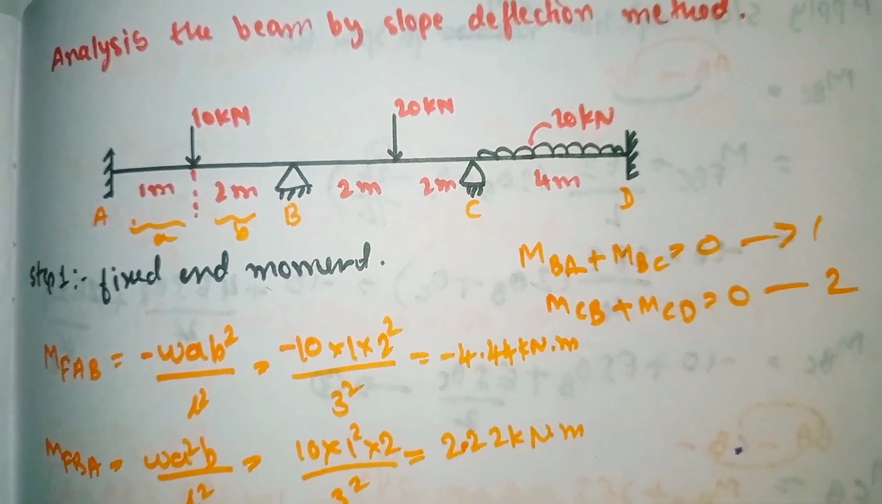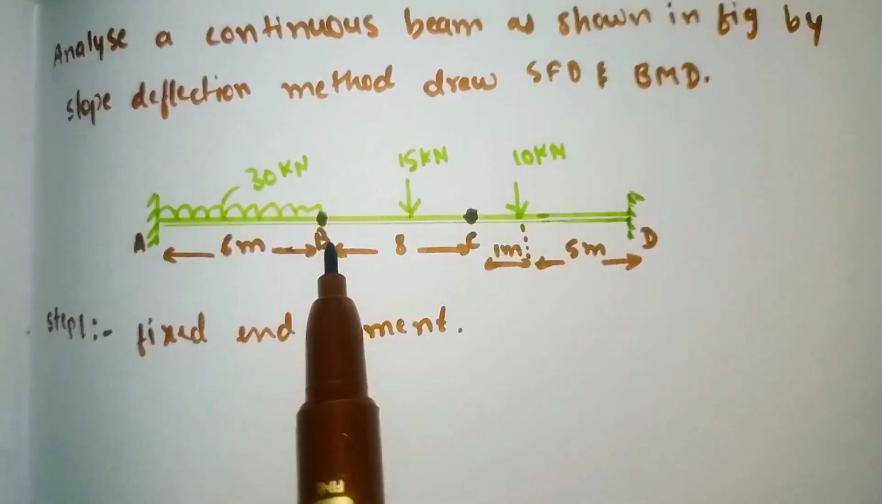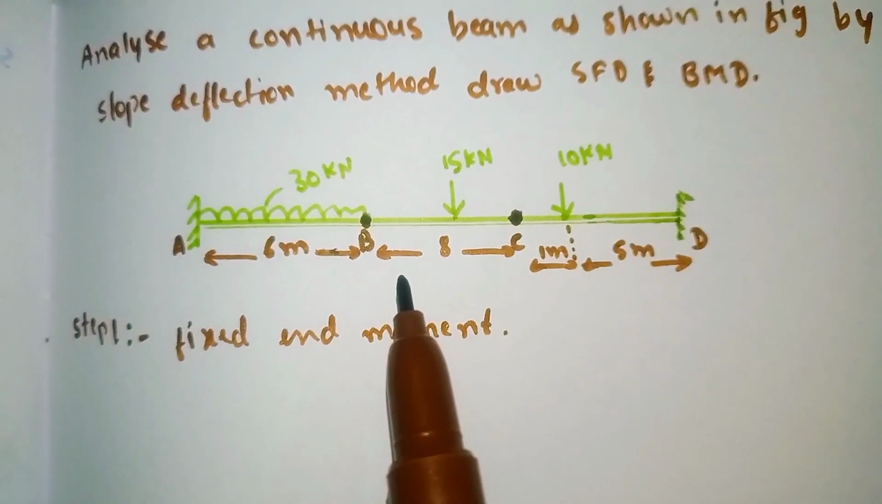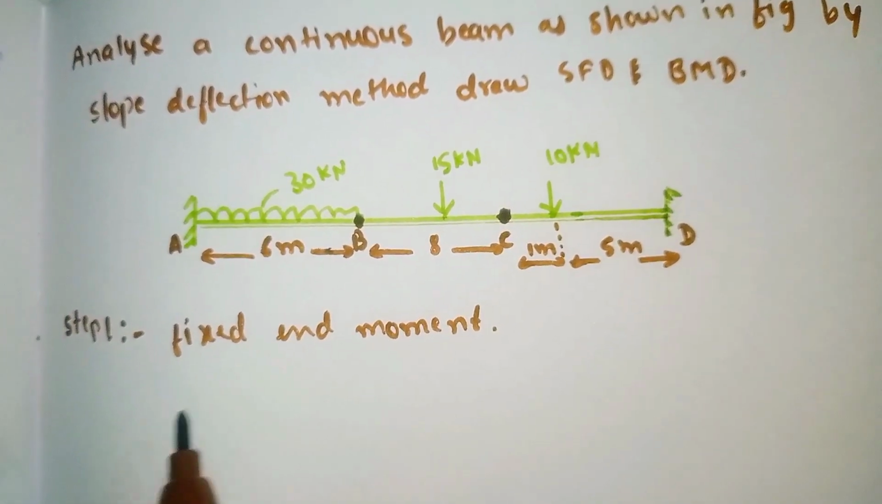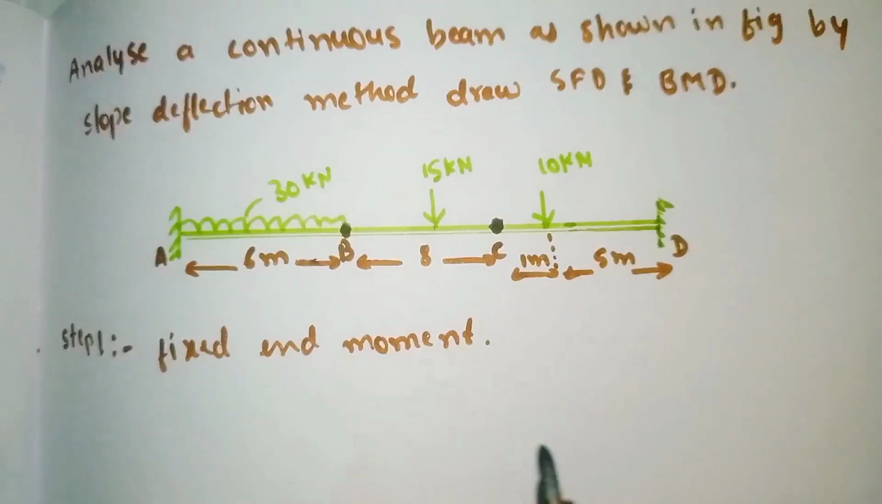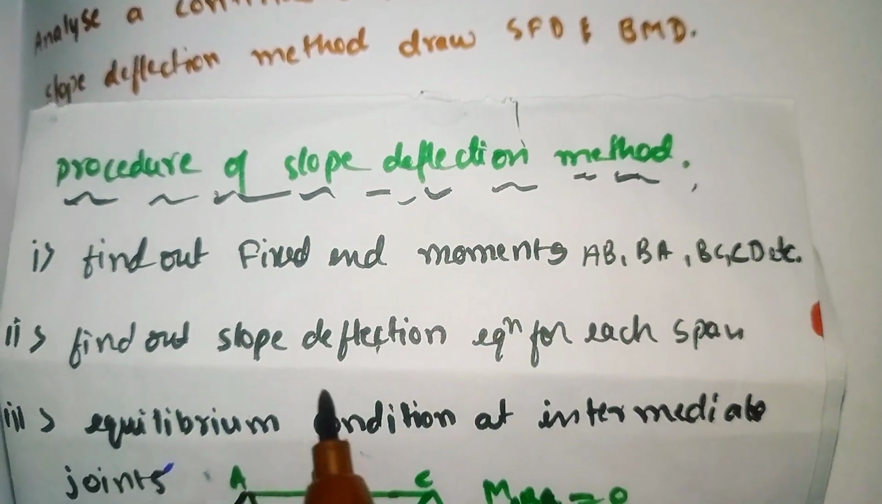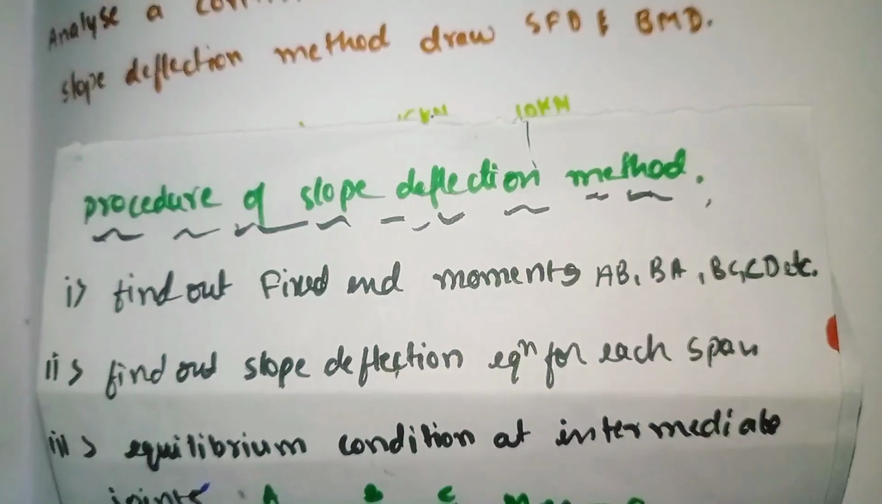So today we'll see this problem, which has no support in the middle. As usual, our first step in the slope deflection method is to find the fixed end moments. We all know this. So our first step is to find the fixed end moment for spans AB, BA, BC, CD.